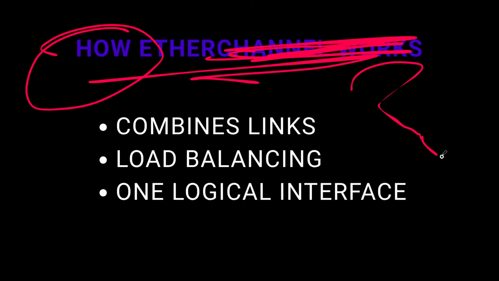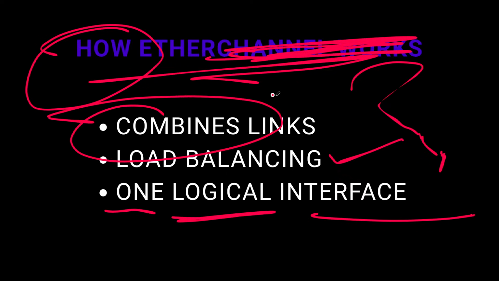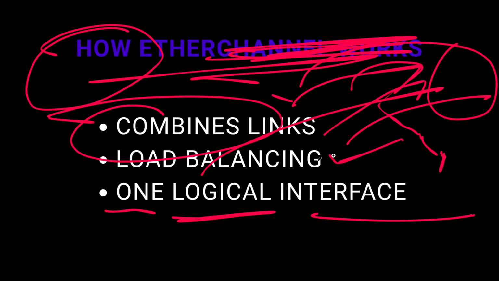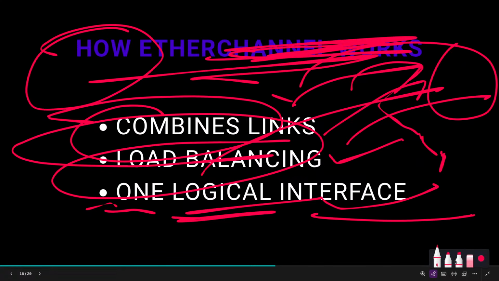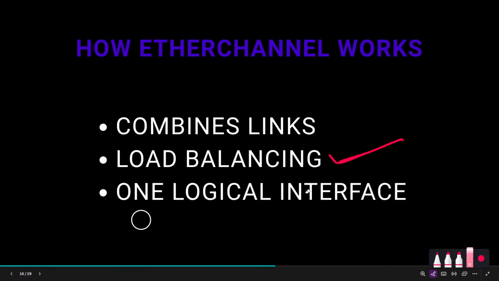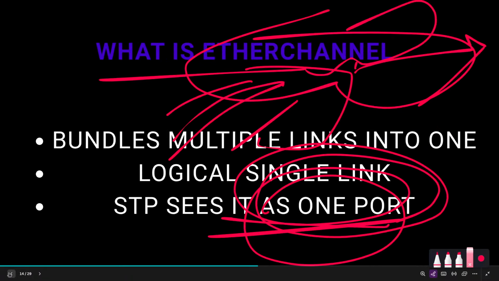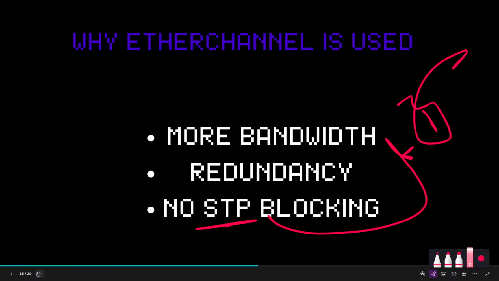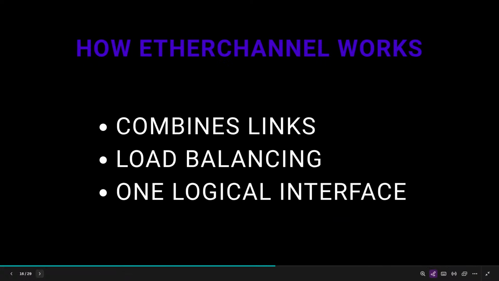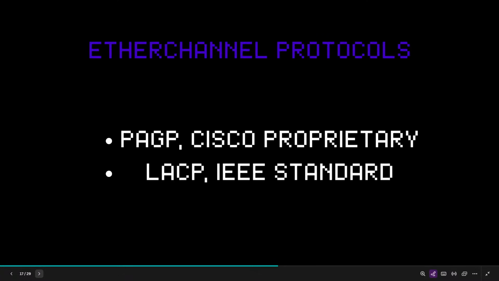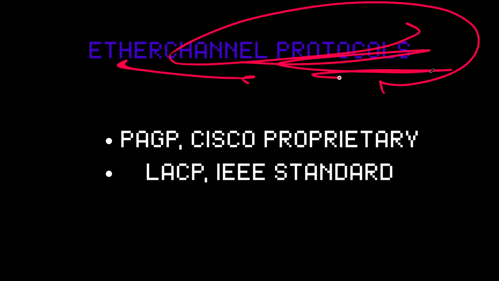Okay, next thing is how it works. Basically, it combines the links into one logical interface and it also does the load balancing part. I hope everyone understood what this is, why it is used, how it works. Are we clear? Now there's something quite important for your CCNA, the Ethernet protocols.